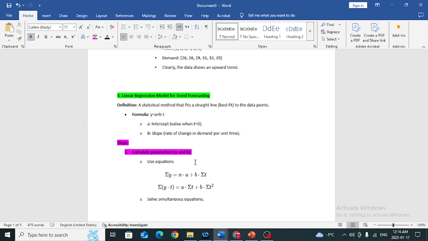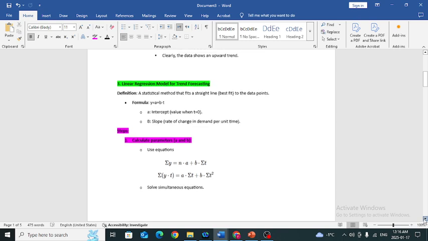The formula of the regression is y equals a plus b t. A is the intercept, b is the slope of this line, and t is the time, per unit time for this circumstance.